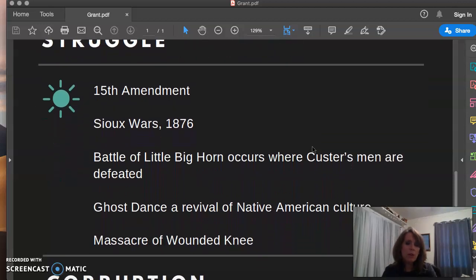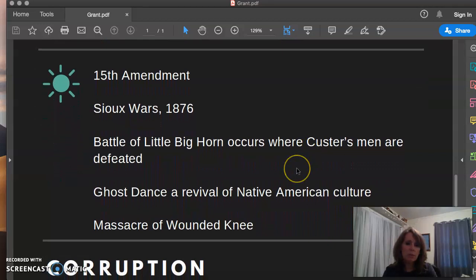One of the major events is the Battle of Little Bighorn. This is probably, in my mind, the most important victory of Native Americans against the U.S. military. This is where General Custer's men are defeated. It is a major shock to the American military when this happens.